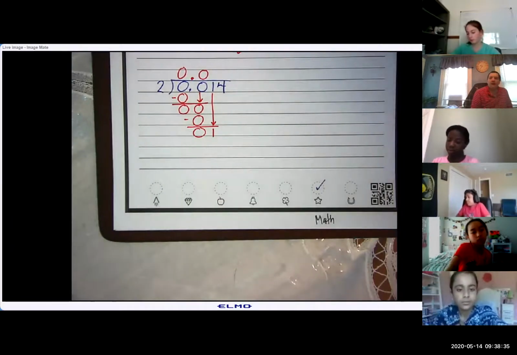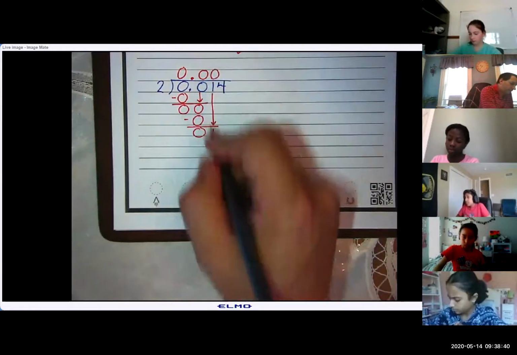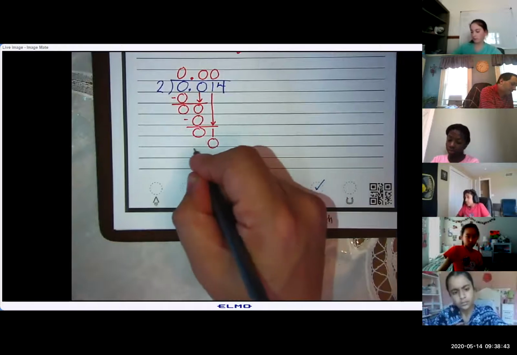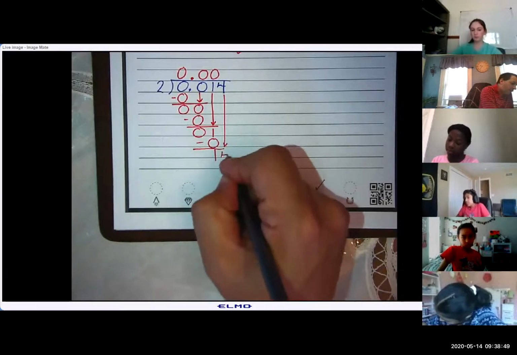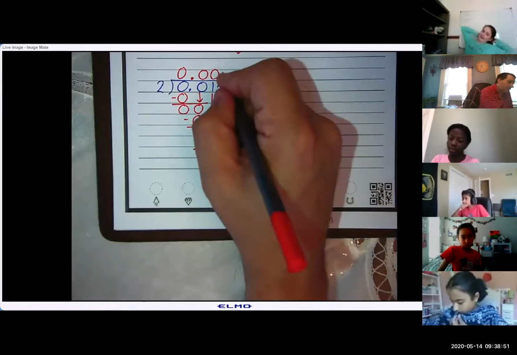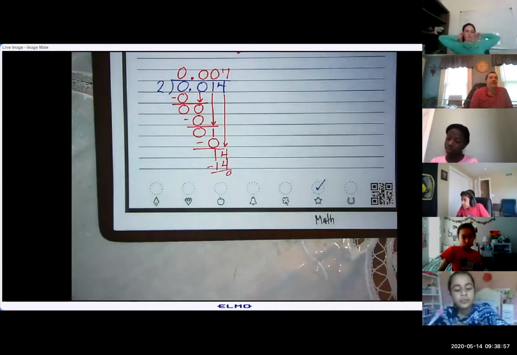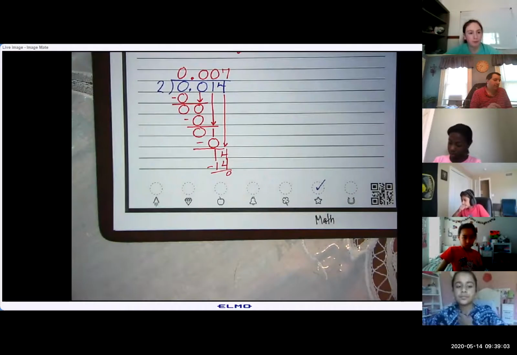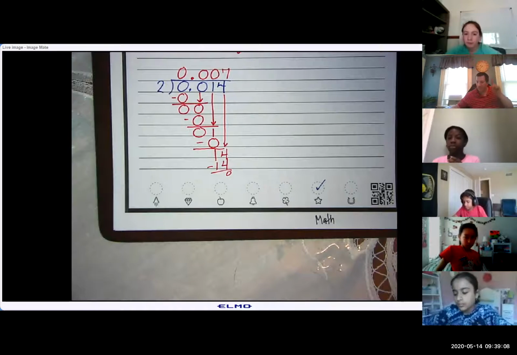What is 1 divided by 2? 0. Now, when I bring down my 4, I have 14. What is 14 divided by 2? 7. So my answer is 7 thousandths. Okay. That would be it. However, something really weird can happen.